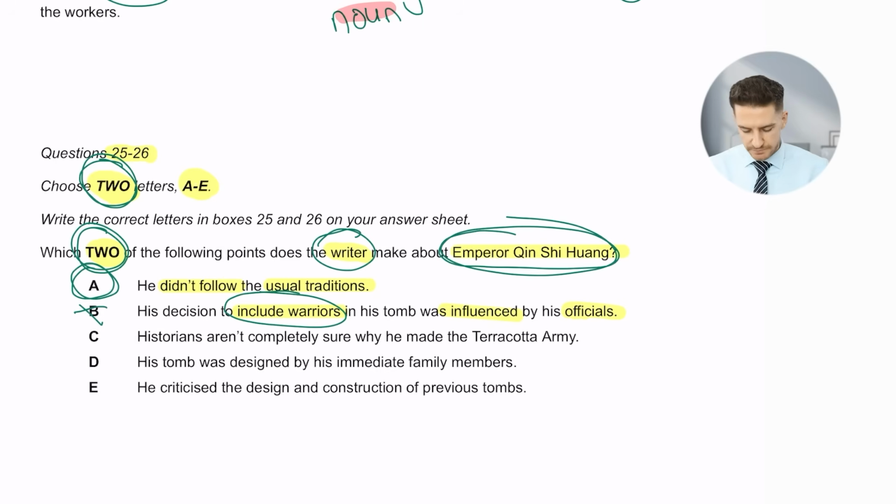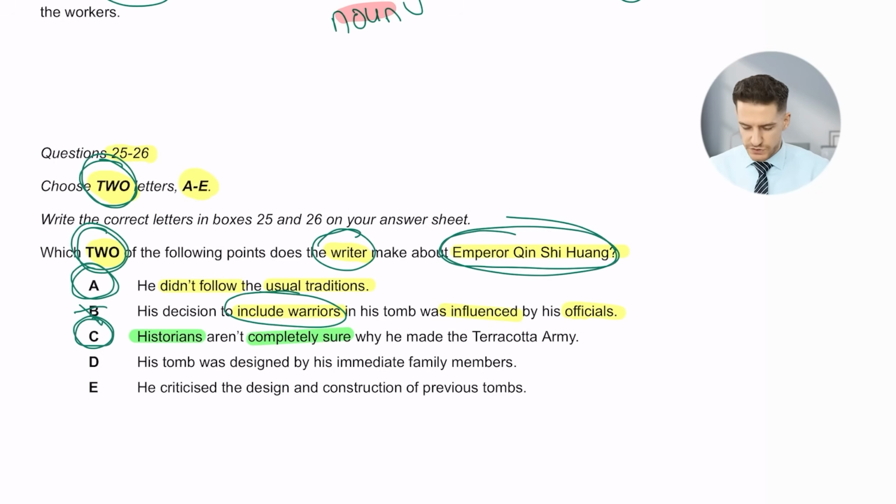Actually, let me change the color. Historians aren't completely sure why he made the terracotta army. Well, if you remember, that's exactly what it said. It said historians are not completely sure. Okay, so we can circle that one. C looks good. Now, even though we have found the two correct answers, just quickly check the other ones just in case, especially if you have time.